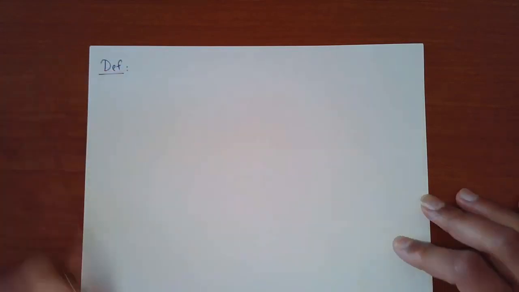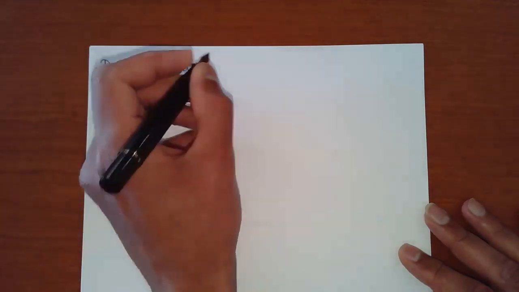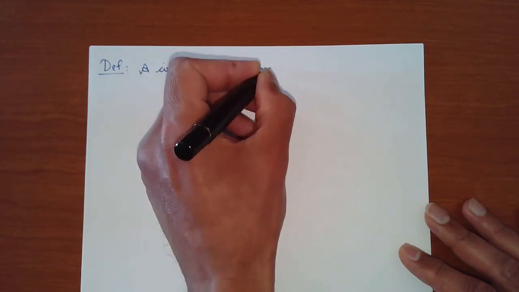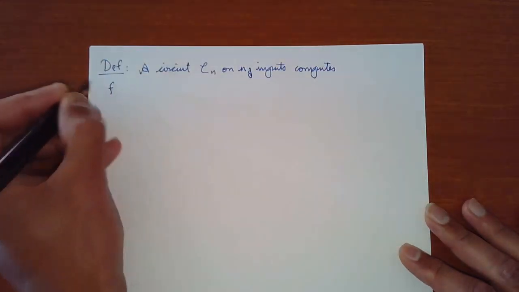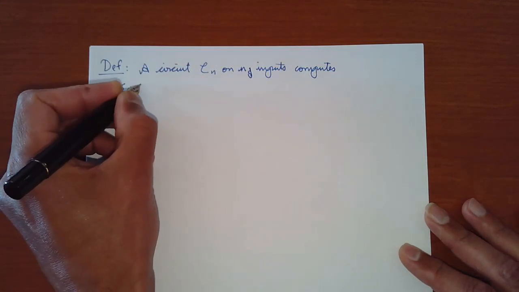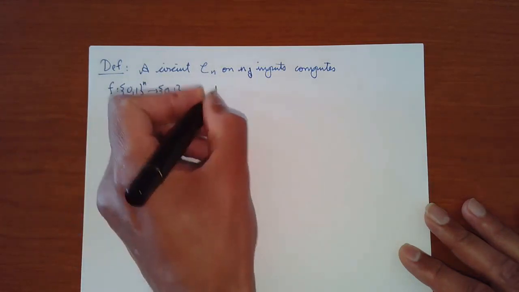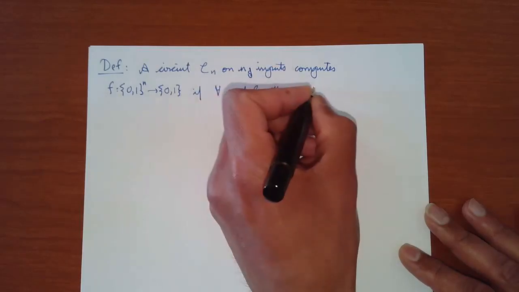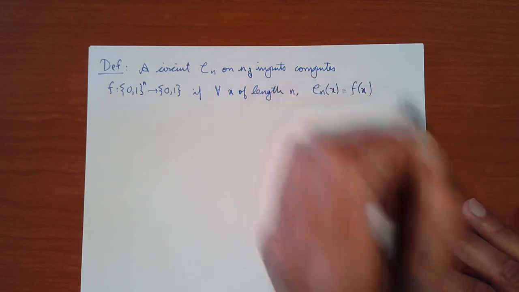So let me just give a few obvious definitions here. I'll say a circuit C of n on n inputs computes a Boolean function f if for all x of length n, sort of the obvious thing, Cn of x is equal to f of x.